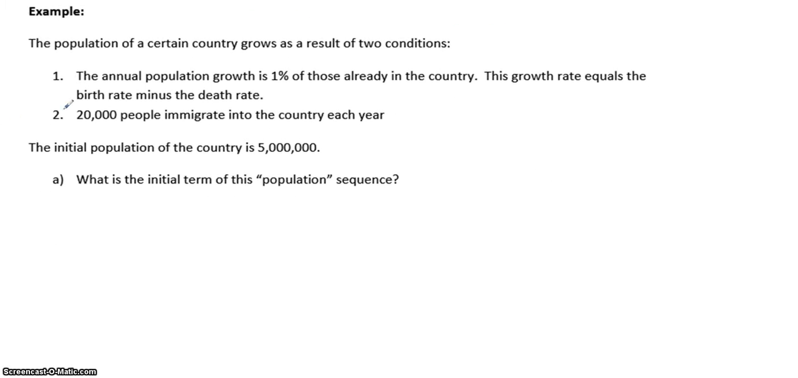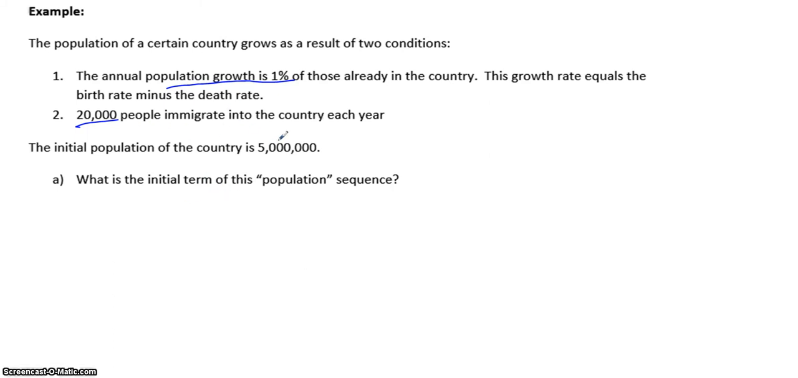Okay, so in this example, we have a population of a certain country. It's growing under two conditions. Here we see that the population growth is in fact 1% of those already in the country. So we take whoever's there and they grow by 1% every year. And then we also get this immigration influx of 20,000. And we see this is an annual type of process. This is what should suggest to us that something recursive might be a good way to go.